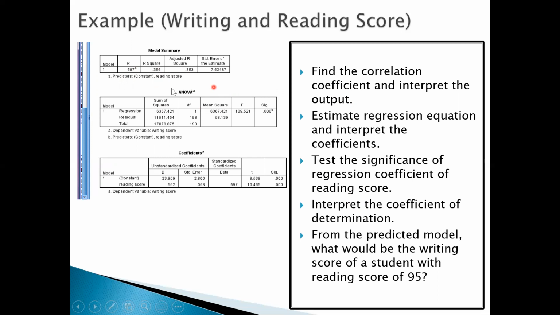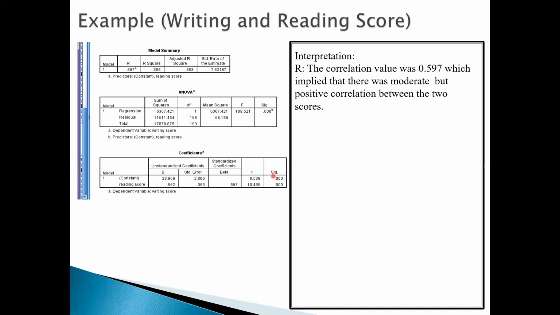The ANOVA table is not that worthwhile at this moment. Our major concern is with the coefficient table, which contains the beta naught and beta 1 values. The beta naught value here is 23.959 and the B1 value is 0.552, and the significance of B naught and B1 are given in the last column.